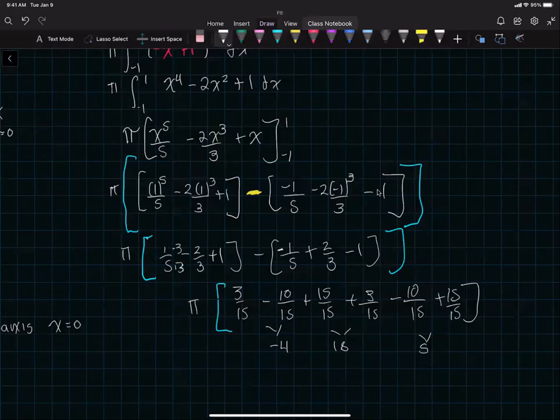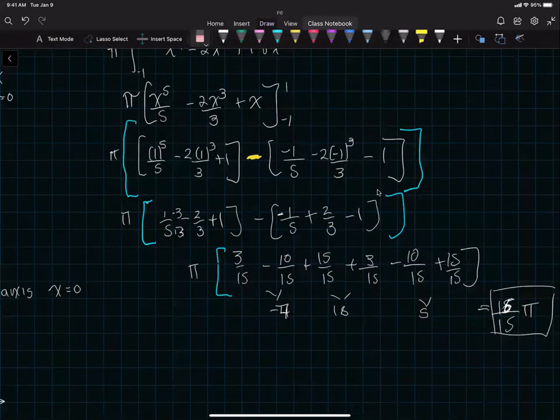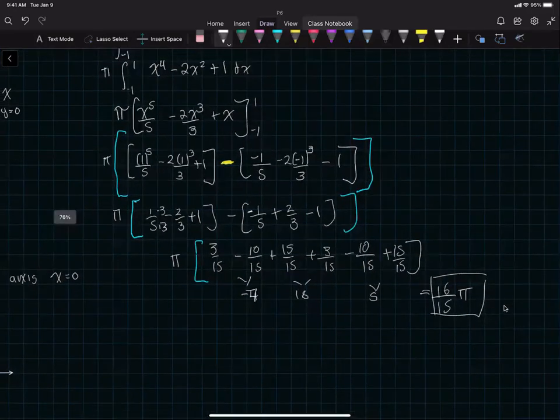And then this is going to be now negative 7. So negative 7, so it's going to be negative 2. So our answer is 16 over 15 pi. So the answer should be 16 over 15 pi. Here, you had to multiply by 3 on the top and the bottom. And that's pretty much it.